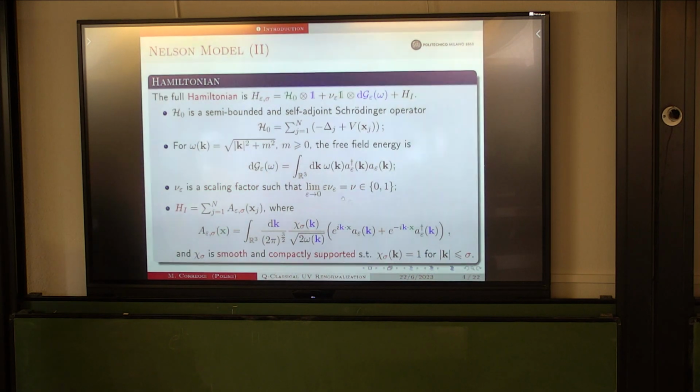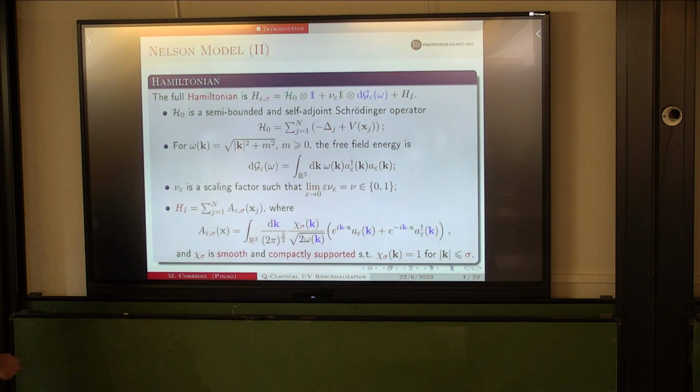What is the interaction? It's just the field operator. As you see, the form factor here is 1 over the square root of 2 omega of k, and there is an ultraviolet cutoff. That is a smooth cutoff, so chi sigma is smooth, it has compact support, and it is 1 for k smaller than sigma. So sigma is the ultraviolet cutoff in my notation.